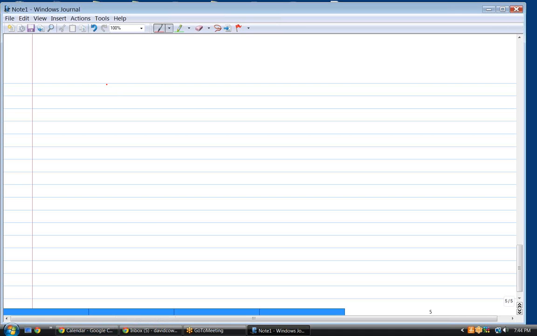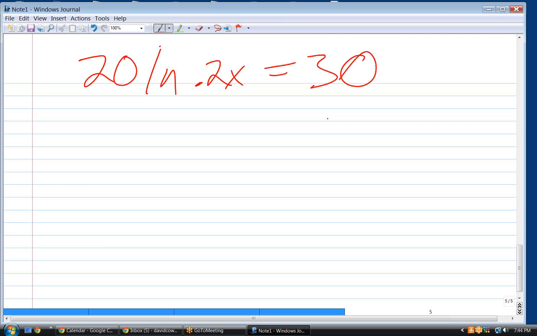Okay, 20 natural log 0.2x equals 30. Like that, right? Okay. What's the first thing I can do here? So it would be 0.2x to the 20th, right? Well, I'd be tempted to do that. That was my first thought, but that doesn't get us anywhere. I have no idea what 0.2x to the 20th power is. There's another obvious first step here.